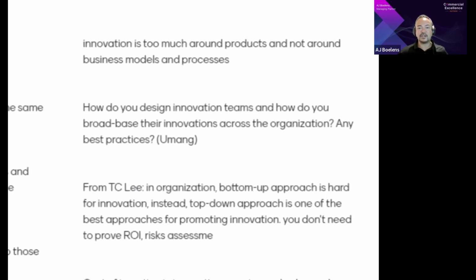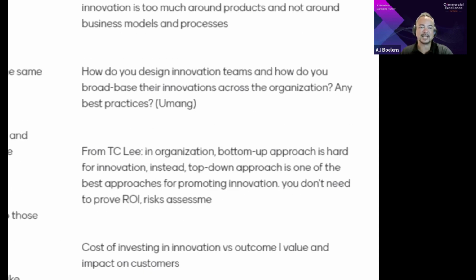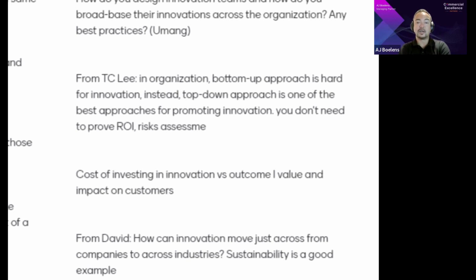How do you design innovation teams, and how do you broad base your innovations across the organization? I think this has come up already. We've already answered this one. From TC Lee, from Shenzhen, saying that in organizations, a bottom-up approach is hard for innovation. Instead, a top-down approach is one of the best approaches for promoting innovation. You don't need to prove ROI, or conduct a risk assessment.